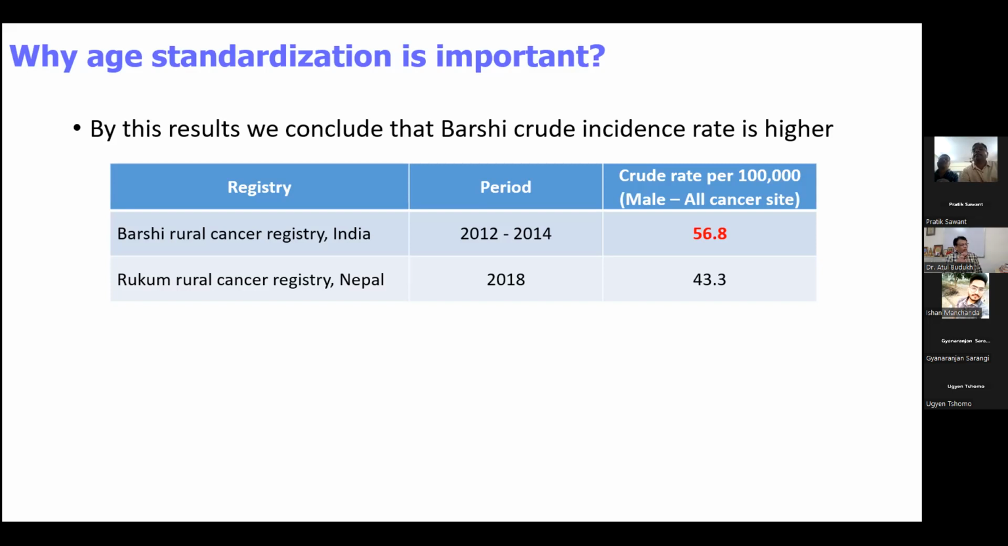Okay. So what this Barshi registry has shown, the crude rate 56.8, and the Rukum registry in Nepal is showing the rate 43.3. If you say it in mathematical terms, Barshi registry rates are high. But here we are comparing crude rates, and that is a wrong way of comparison. For comparison purposes, keep it in mind, you have to use the age adjusted rate.